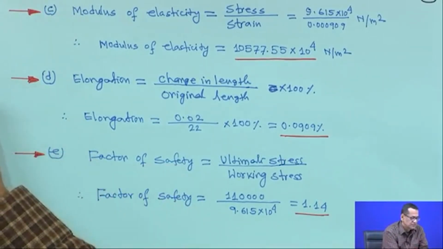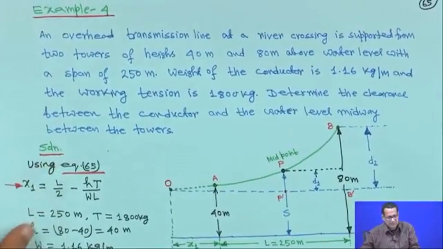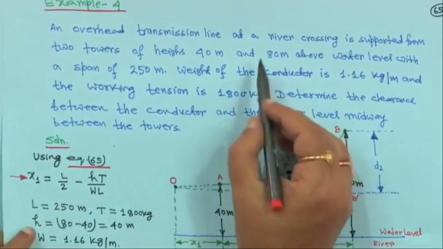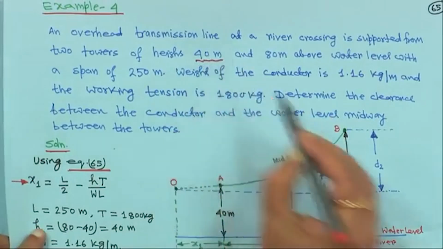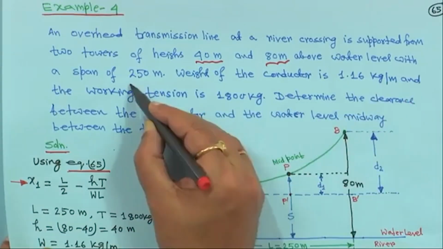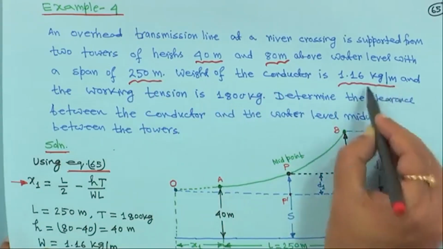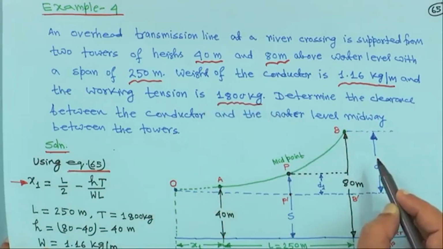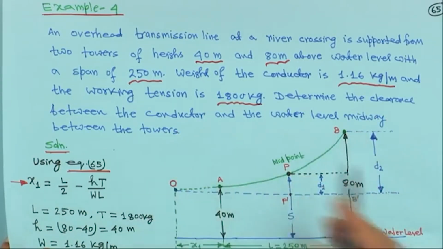Next, we will take another example. All this theory, whatever we have made, has to be supported by some good numericals, right. Now, this one: an overhead transmission line at a river crossing is supported from two towers of height 40 meter and 80 meter above the water level, with a span of 250 meter, right. Weight of the conductor is 1.16 kg per meter and the working tension is 1800 kg. So, determine the clearance between the conductor and the water level midway between the towers.